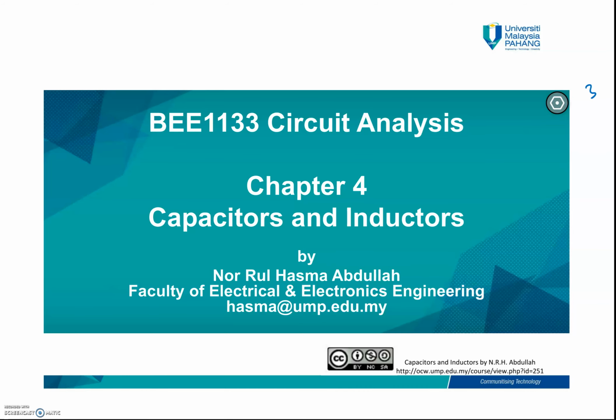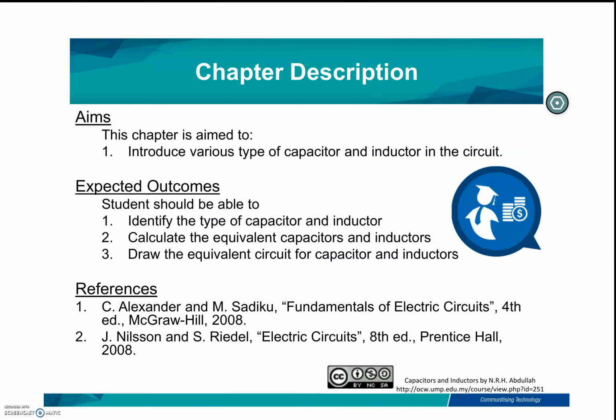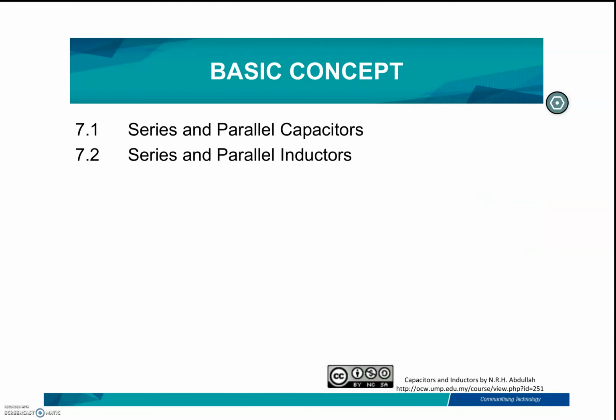Chapter 4, Capacitor and Inductor. This chapter aims to introduce various types of capacitors and inductors in circuits. Students should be able to identify the types of capacitors and inductors, calculate the equivalent capacitance and inductance, and draw the equivalent circuit for capacitors and inductors. You will be introduced to the basic concepts: 7.1 series and parallel capacitors, and 7.2 series and parallel inductors.